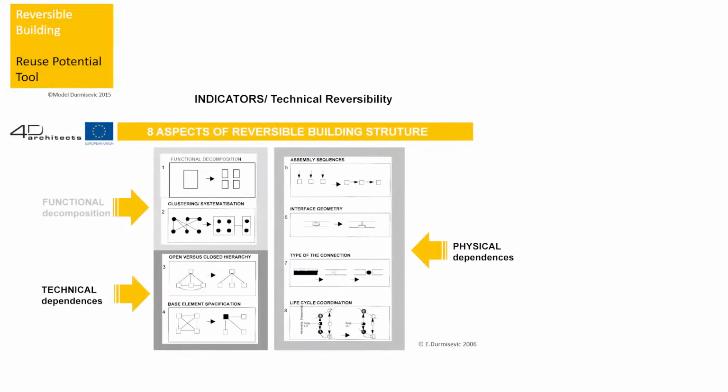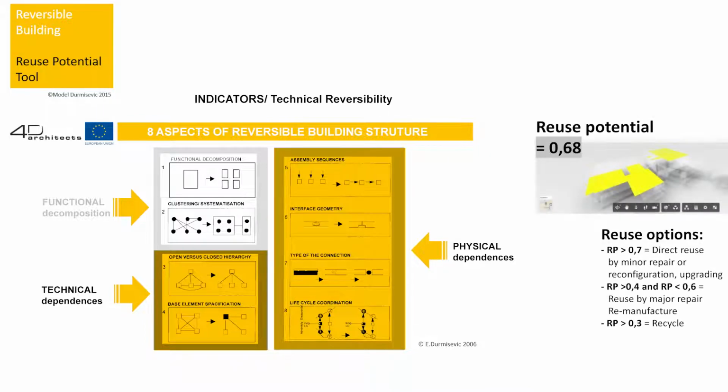8 indicators of reversibility are listed here, highlighting indicators of technical and physical dependencies which have main impact on high-value recovery of material. Assessment of the indicators results in a reuse potential score, a number between 0.1 and 0.9. Reversible BIM uses color codes from green 0.9 to red 0.1 in order to visualize assessment of reuse potential.